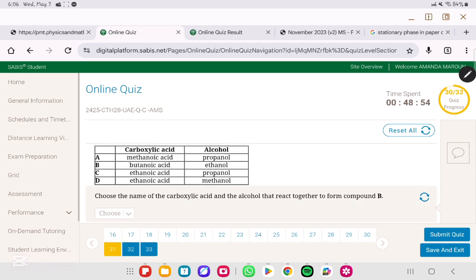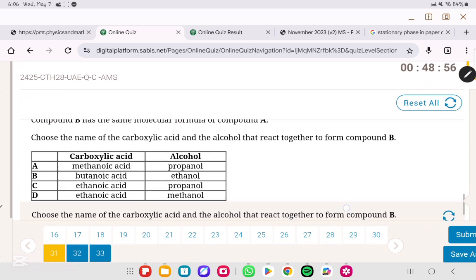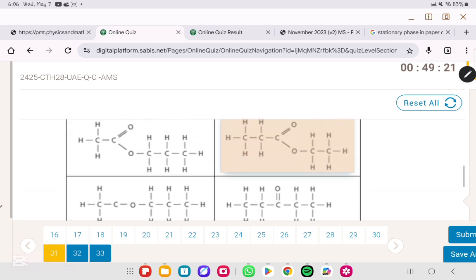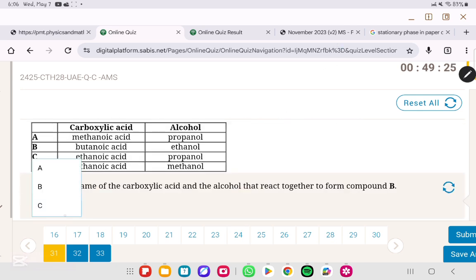Now finally, the name for the carboxylic acid and alcohol that react to form compound B, knowing it has the same molecular formula. If it has the same molecular formula, that means it has the same number of carbons. Just add the carbons. This is meth plus prop, 1 plus 3, that is 4. But plus eth, 4 plus 2, that is 6. Eth plus prop, that's 2 plus 3, that is 5. And then eth plus meth, that's 2 plus 1, that's 3. So you're just going to choose the one with 5 carbons. So in this case, it is C.